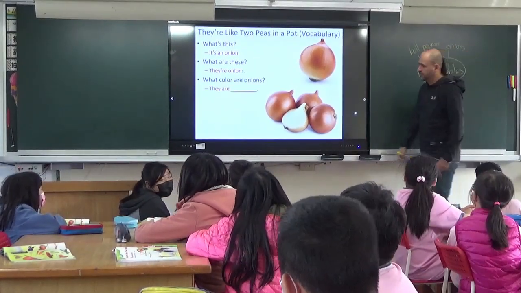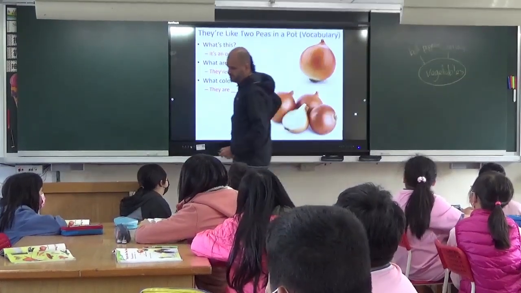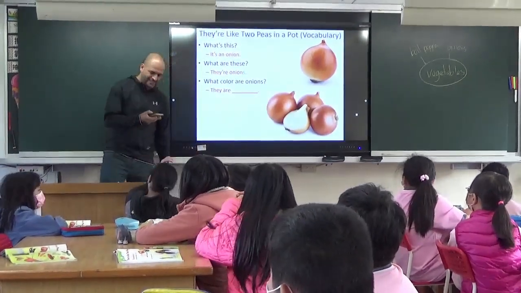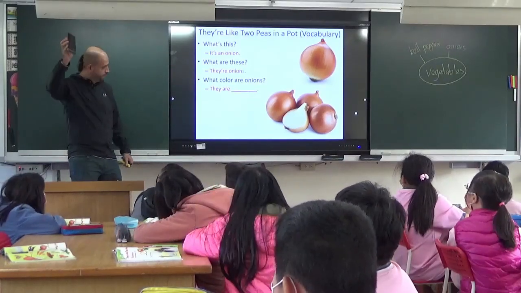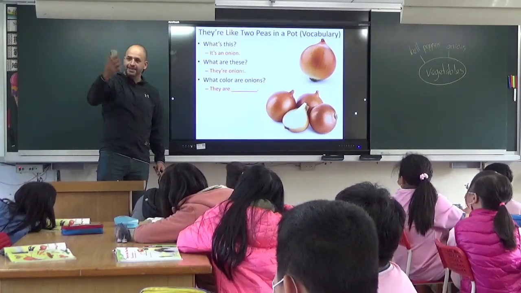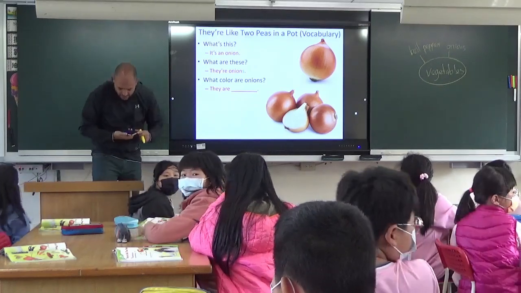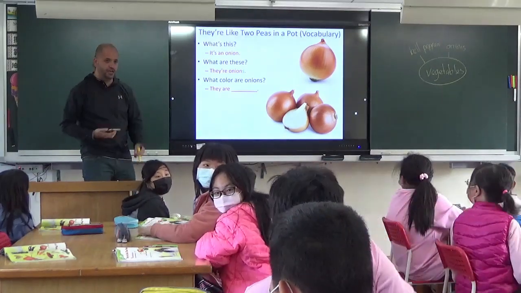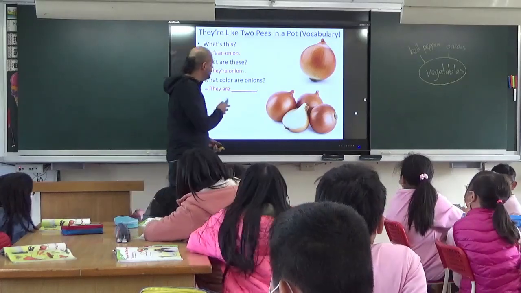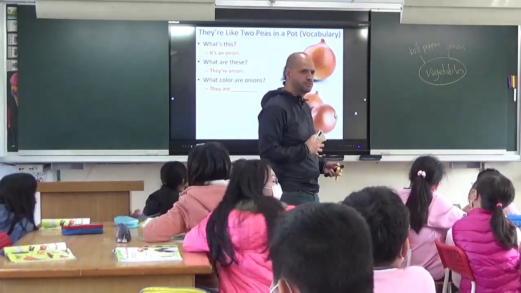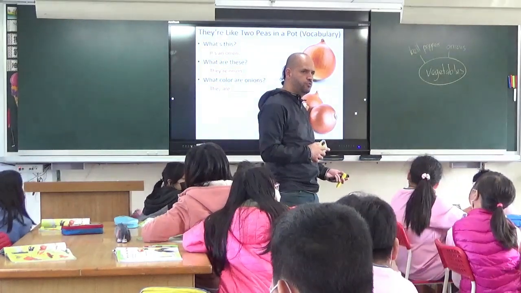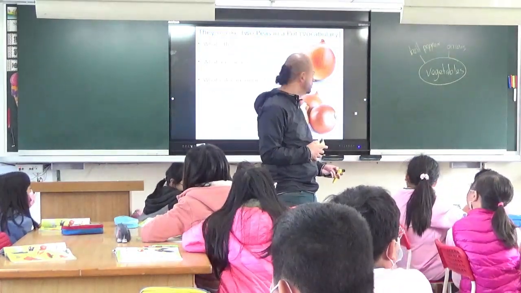Okay. So here, I'm going to ask some of you. It's a personal question. I'm going to pick one of you. We have Elsa. Elsa, what color are onions? Green? Blue? Purple?